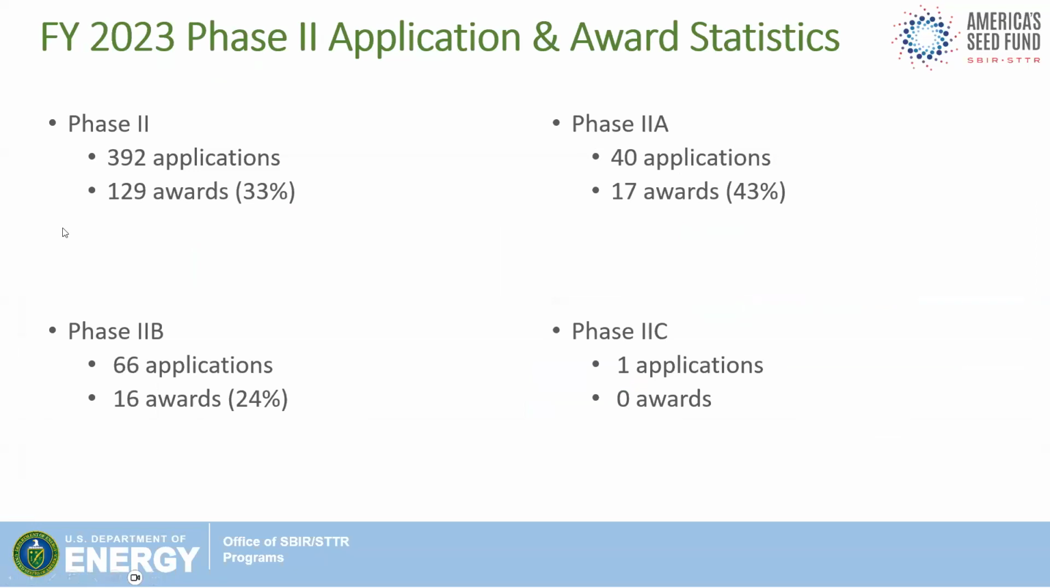Some of you may be interested in what your chances of success are in terms of applying. Here we're showing the numbers from 2023. These can vary from year to year, because for some of these we don't get as large a number of applications as we do for the initial phase 2, compared to the second or third phase 2 awards. For example, for phase 2A, we only got 40 applications last year and made 17 awards. For 2B, 66 applications and 16 awards. For phase 2C, we only had 1 application.